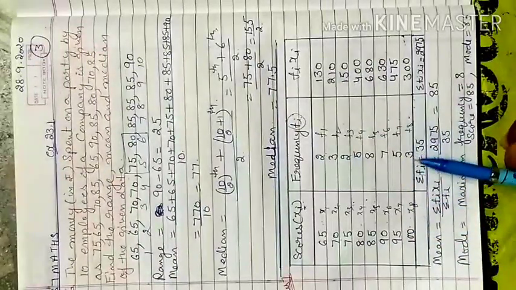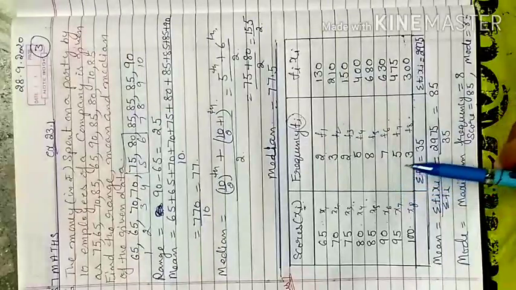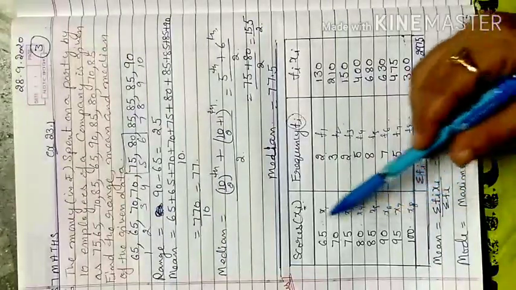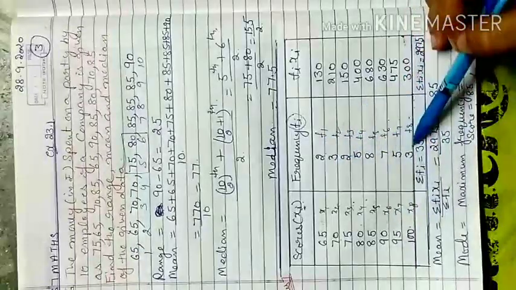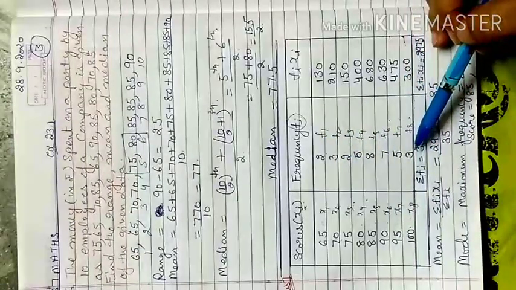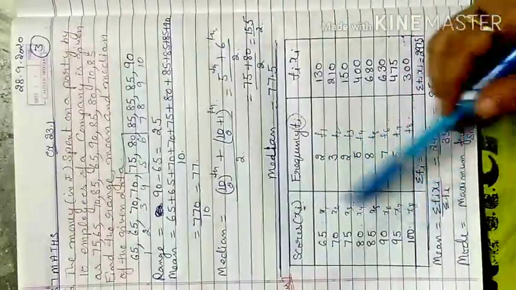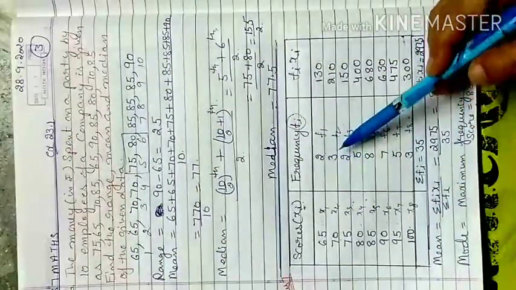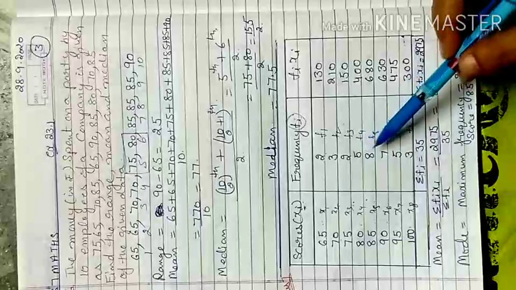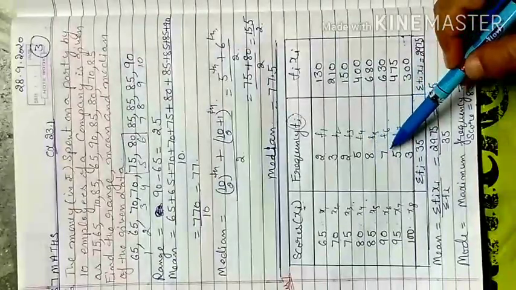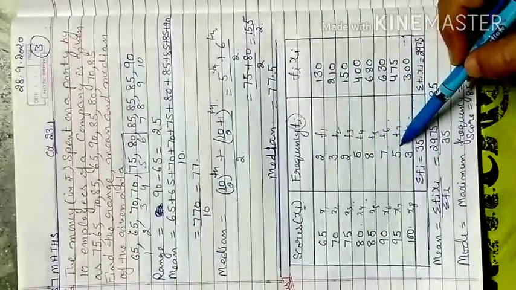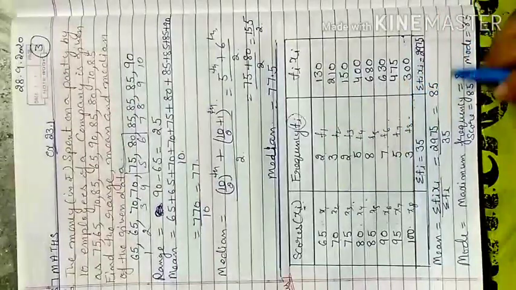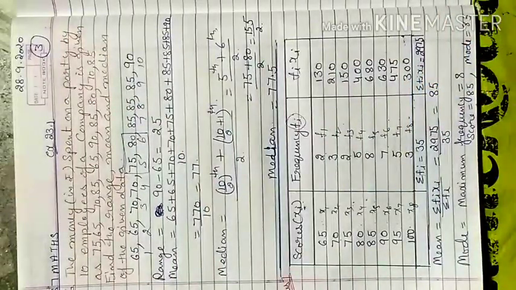When you are making the frequency table, you write the number once and write the frequency in front of it. Now, since it is already given, if you convert this into raw data, you have to write 65 2 times, 70 3 times, 75 2 times, 80 5 times, 85 8 times, 90 7 times, 95 5 times, and 100 you have to write 3 times in your raw data.